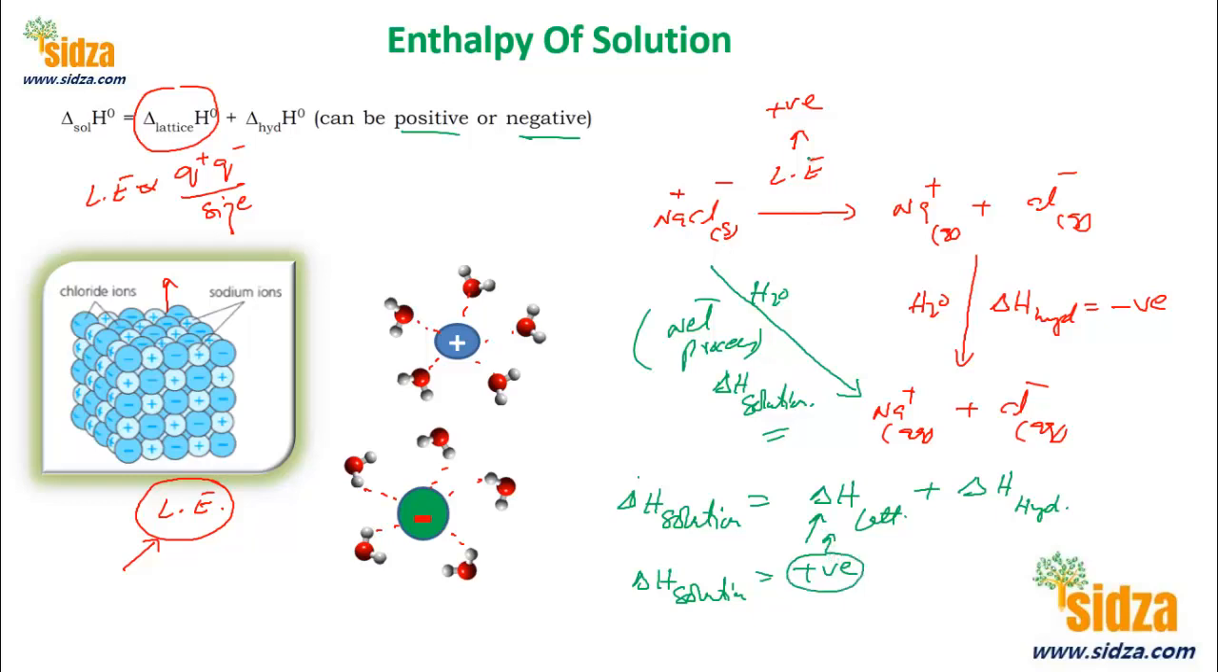Because this is an endothermic step, right? You require heat here to dissociate these ions, okay? And if this lattice energy is more than hydration energy, the enthalpy of solution will be positive. And if the hydration energy is more, the heat released in the second step is more than the lattice energy. Suppose you need very small energy to dissociate these ions, and a lot of heat is released when these ions get solvated, when they get hydrated. So if hydration energy is more than the lattice energy for that particular salt, the enthalpy of solution will be negative, right?